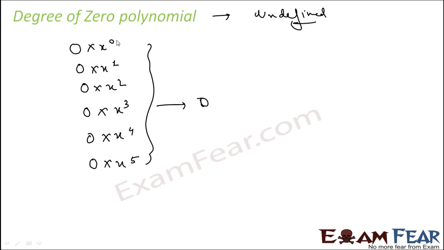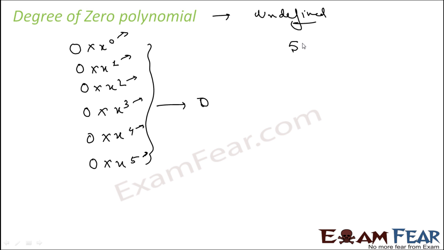So for the zero polynomial, you don't know whether you are multiplying with x to the power 0, x to the power 1, x to the power 2, x to the power 3, x to the power 4, or x to the power 5. Right? If you are multiplying with x to the power 0, the degree is 0. If you are multiplying with x to the power 1, the degree is 1. If you are multiplying with x to the power 2, the degree is 2, and so on. So the degree is not defined. It can be 0, 1, 2, 3, 4, 5. The same is not true for a constant polynomial.